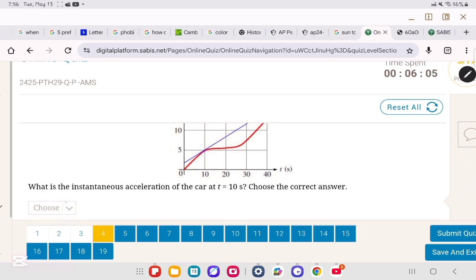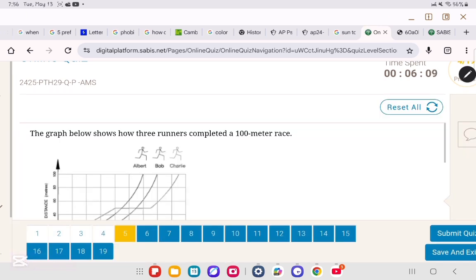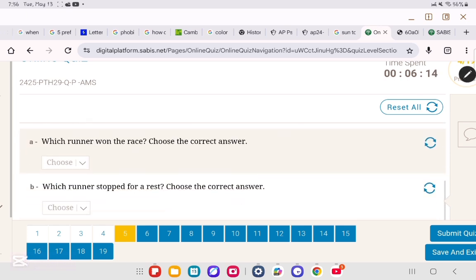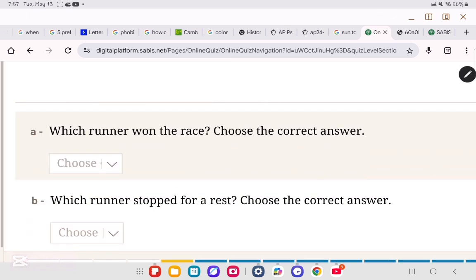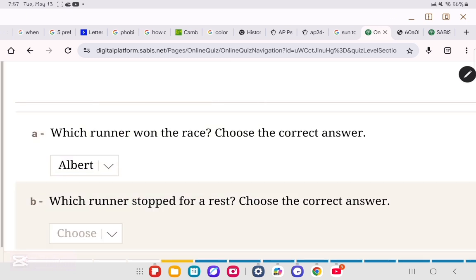So like that, we found the instantaneous acceleration of the car at time 10 seconds. Now the graph below shows 3 runners completed a 100-meter race. Which runner won the race? Definitely the person who wins the race will complete the distance in the shortest amount of time. So the shortest amount of time out of all of them is definitely 12 seconds, which belongs to who? It belongs to Albert. So Albert won the race.